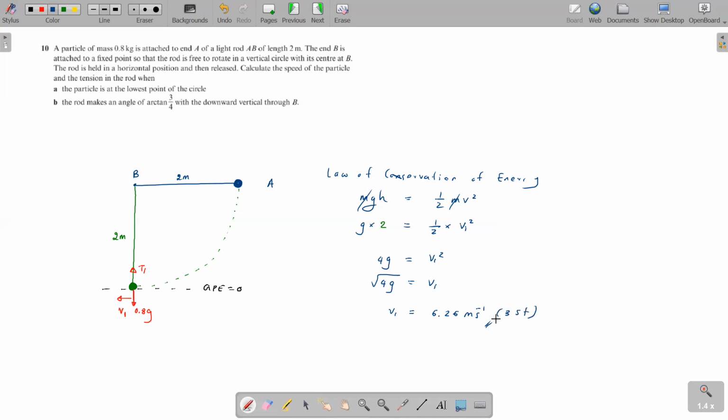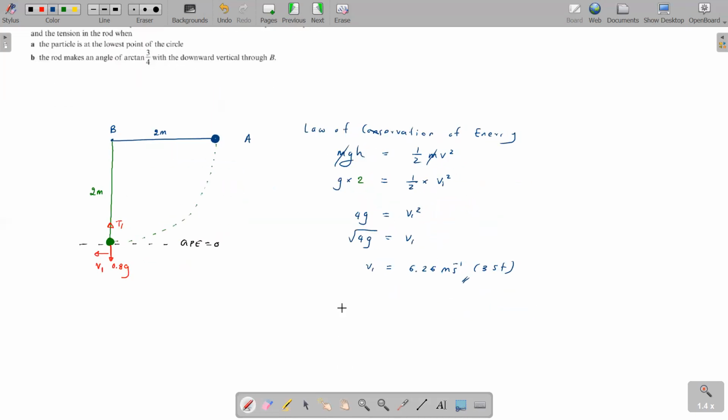3 SF. All right, and then let's get the tension also. We apply F equals MA towards the center. At the lowest point, the center is directly upwards. So for centripetal force, you have the tension T1 towards the center minus 0.8 G, because 0.8 G is acting away from the center, equals mass into acceleration. Mass is 0.8 into centripetal acceleration V square over R. So T1 minus 0.8 G equals 0.8 into V square over R. V1 is root 4G, so V1 square is 4G.